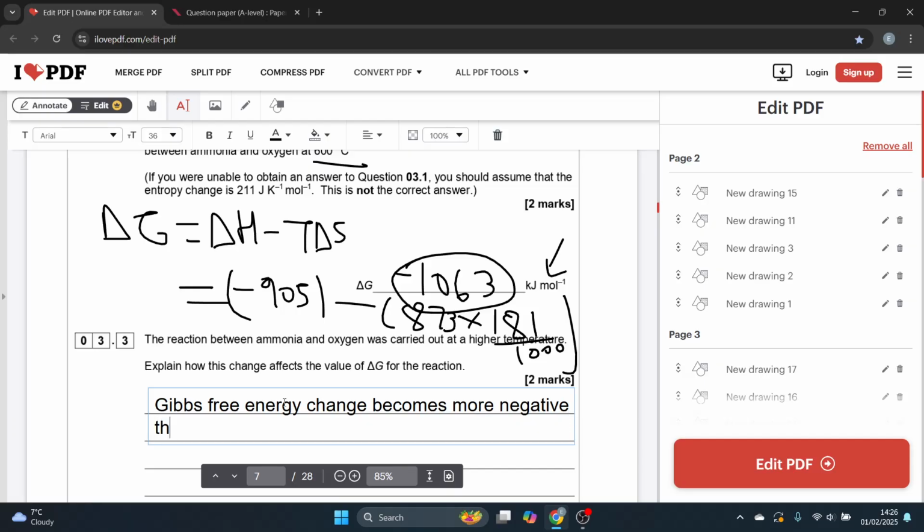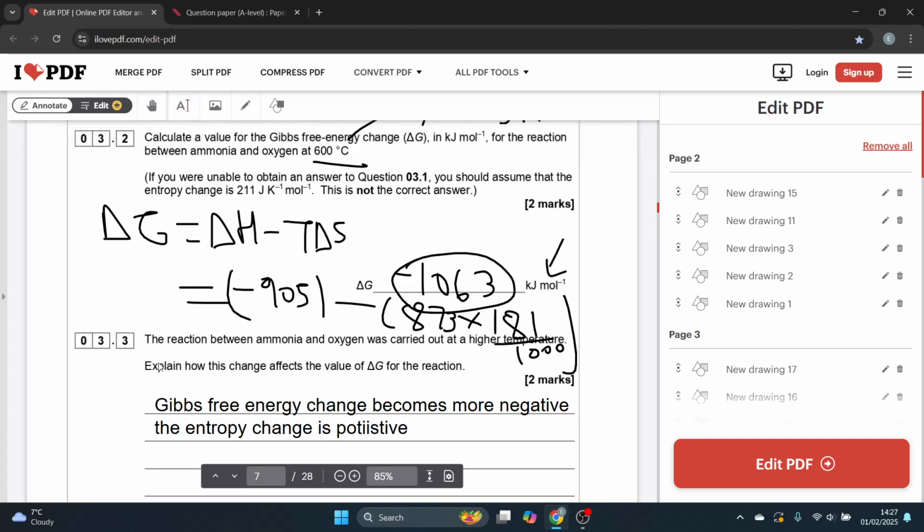Sorry, yeah, it becomes more negative, and the entropy change is positive. Well, actually, what I would prefer to say is, entropy change is positive. Or you could say minus T delta S becomes more negative. That's what I like to say.